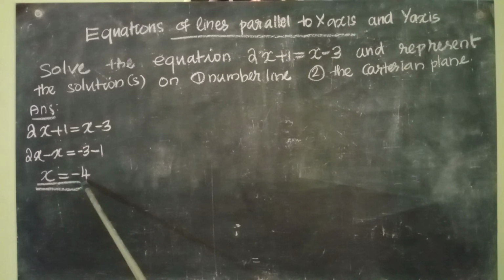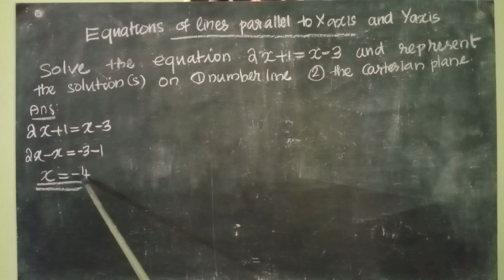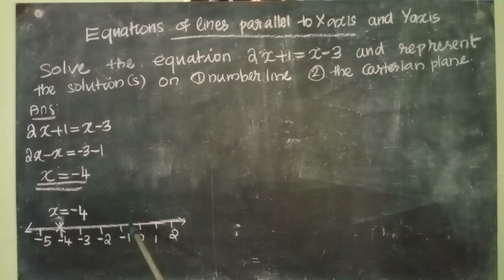Now we go to the equation in one variable. We can draw the number line of x = -4. x = -4 is a negative value, so it comes on the left side of 0. So we have drawn the number line, and you can see here it is 0, then -1, -2, -3, -4. This is the point x = -4. So we represented x = -4 on the number line.